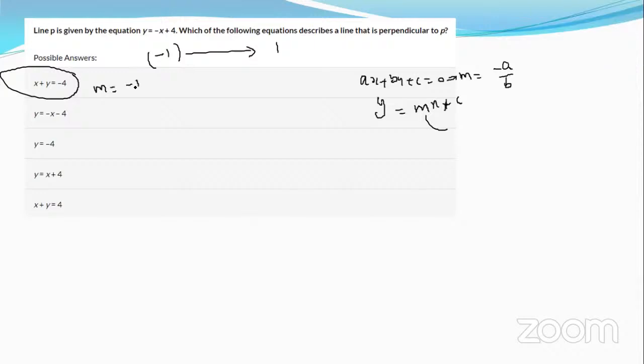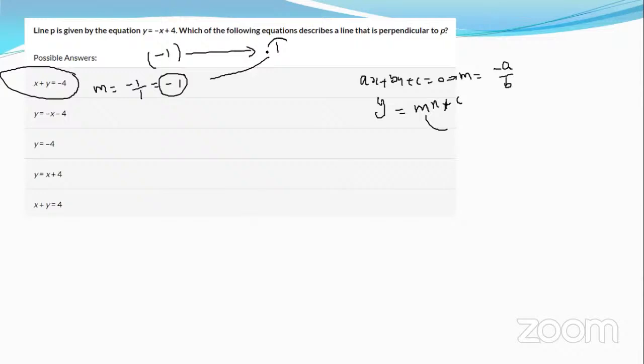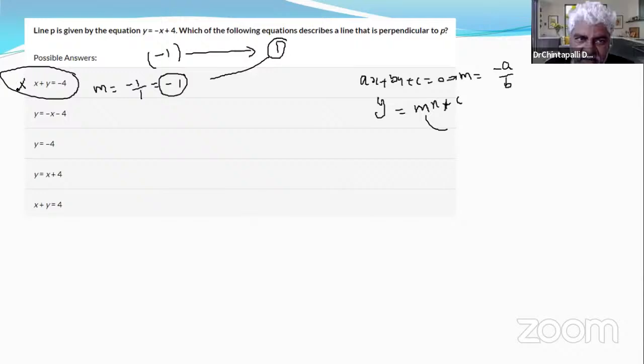Negative a by b. That means negative 1 by 1, that is negative 1. Is it the required slope? No. The required slope is 1 only. Option 1 is wrong.